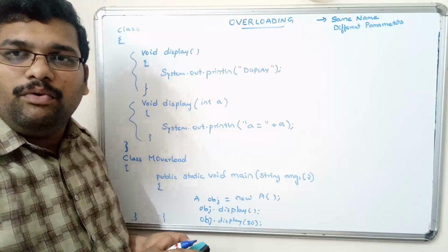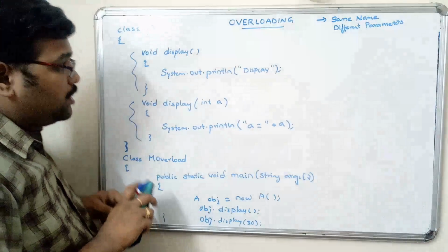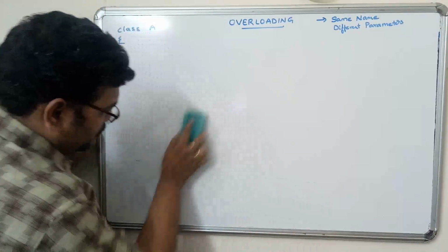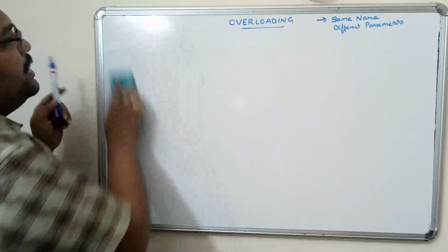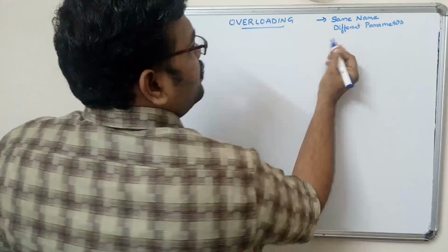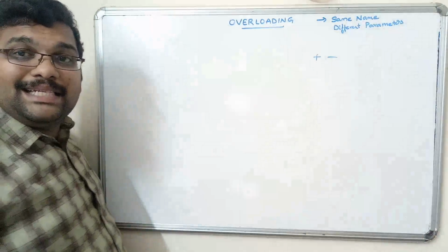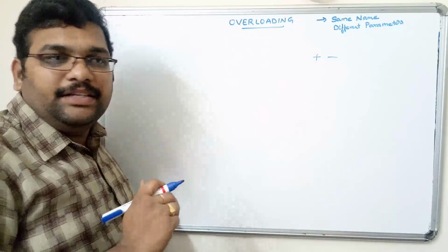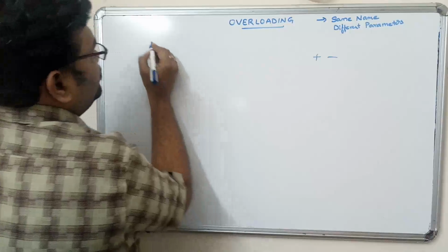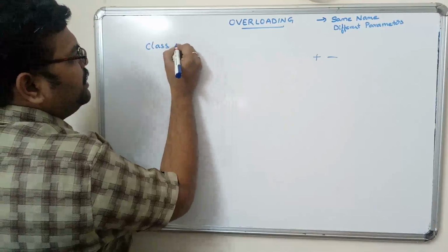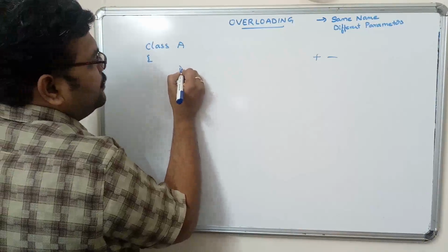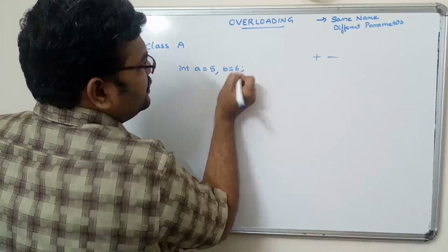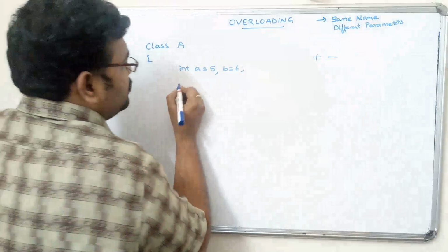Now let us see operator overloading, the third one. We have seen just now the addition operator, that is a plus, is operator overloading. Plus can be used for both purposes, that is addition as well as concatenation. See, a simple thing, class A, some int a is equal to 5, b is equal to 6. These are the instance variables.